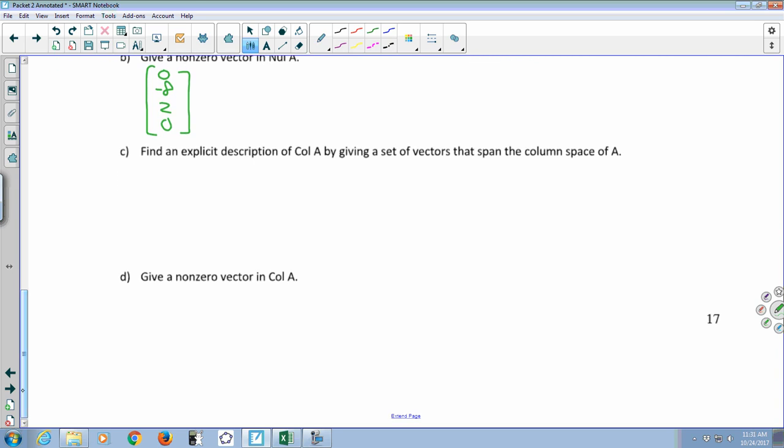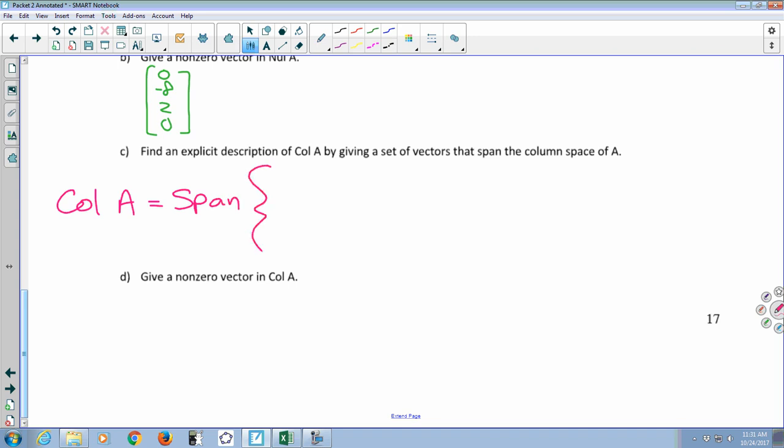All right, so moving on from the null space, I want to find an explicit description of the column space by giving a set of vectors that span the column space of A. This one is way easier than the null space one, because the definition of column space is the set of all linear combinations of the columns of A. And the definition of the word span is the set of all linear combinations of the things in the brackets. So my column space of A is just the span of the columns of A.